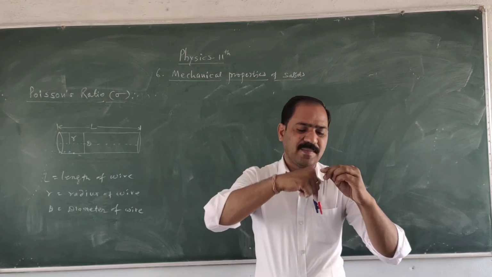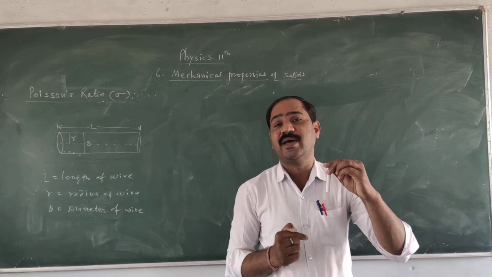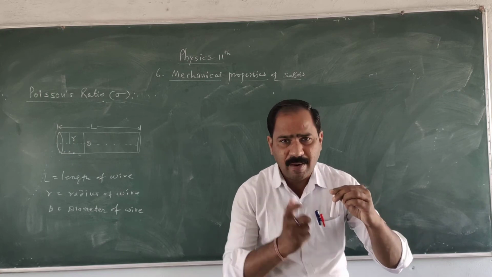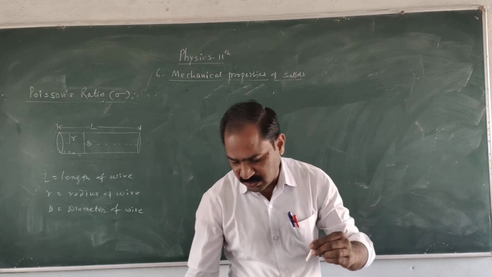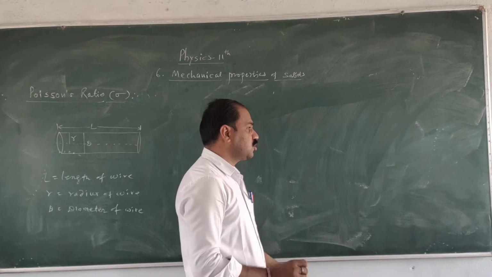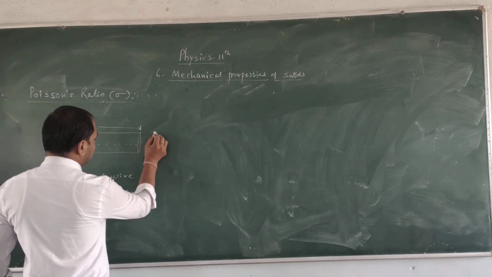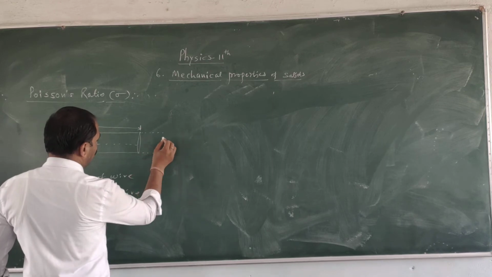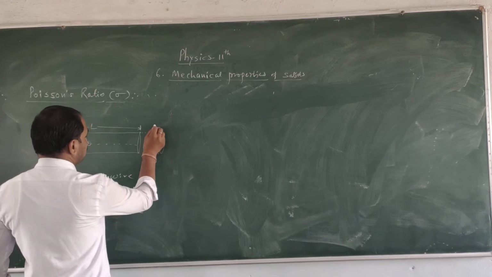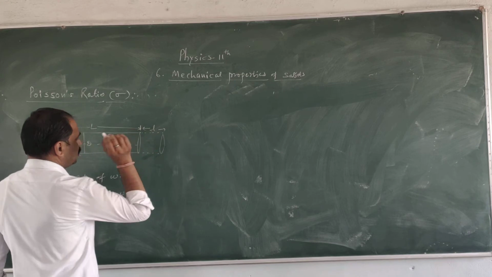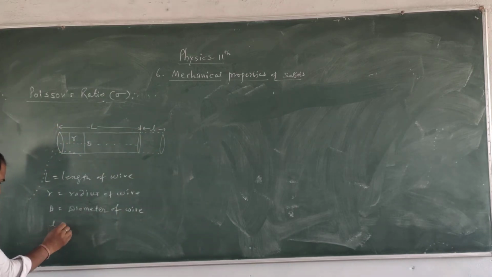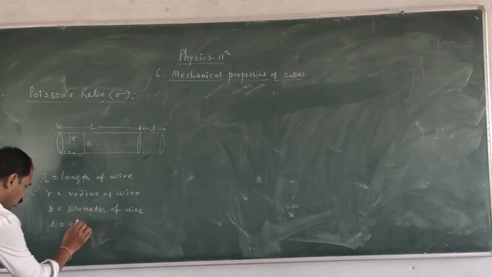जिस डायरेक्शन में यहाँ पे मैंने फोर्स अप्लाई किया उसी डायरेक्शन में क्या हो रहा है, इसका एक्सटेंशन हो रहा है, elongation हो रहा है. Means here due to the application of this force there is an extension produced in the wire. That extension is denoted by letter small l. This is the small l. Therefore here small l is the extension produced in the wire.